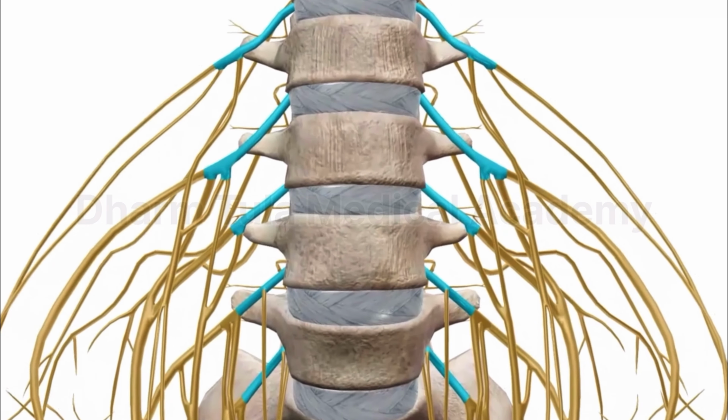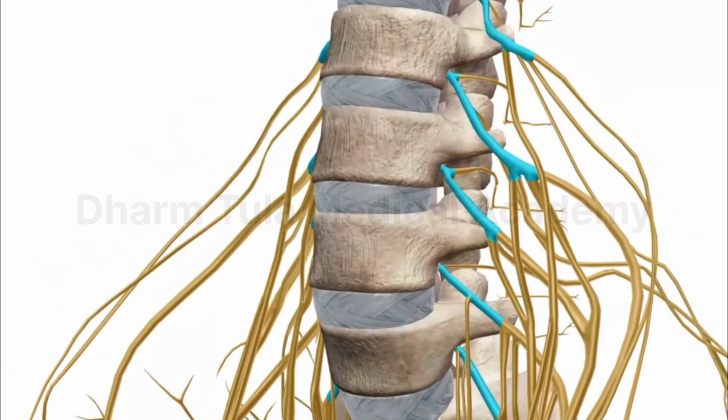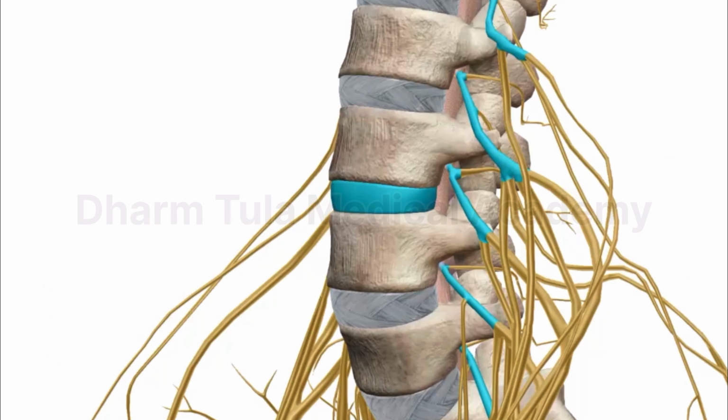Each spinal nerve exits the spinal canal through the intervertebral foramen, made up by the disc and the adjacent vertebral bodies anteriorly, the pedicles superiorly and inferiorly, and the articular processes and the facet joint itself posteriorly.